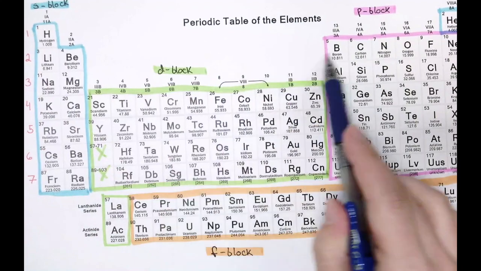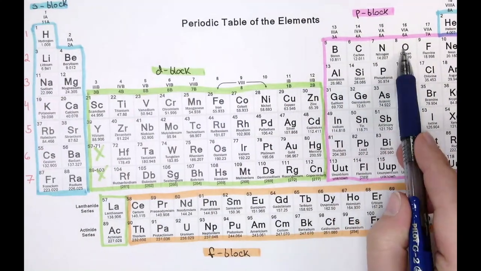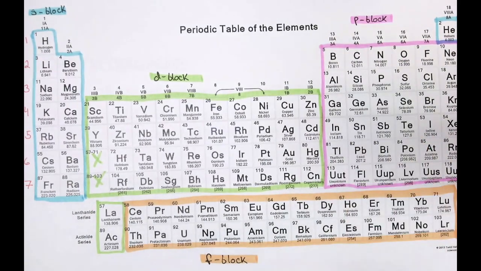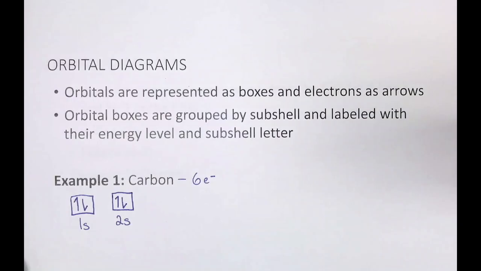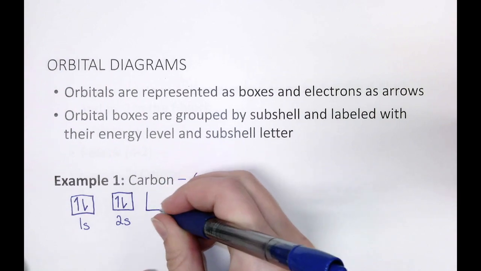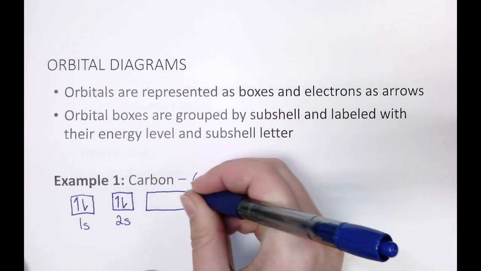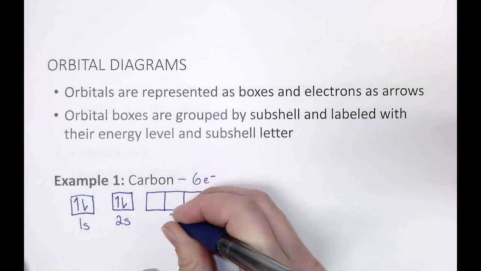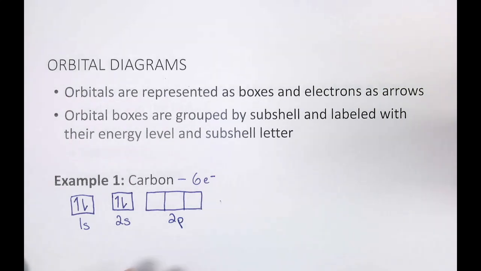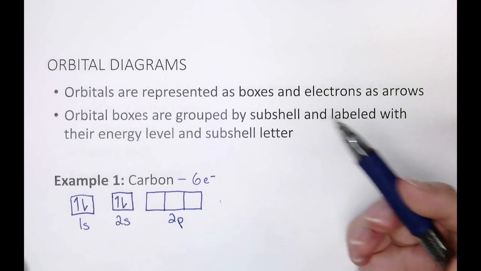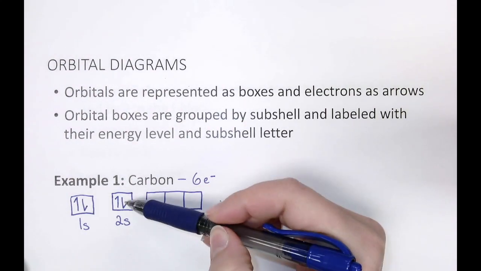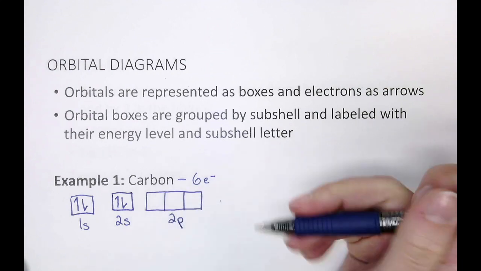After 2s, we hit the p block in the second row. So our next set of orbitals is the 2p. Remember, a p subshell holds 3 orbitals, so we're going to draw 3 boxes connected together, and I'm going to label it 2p. Now this can hold a maximum of 6 electrons. However, so far I have 2, 4. So I only need to put 2 in here.